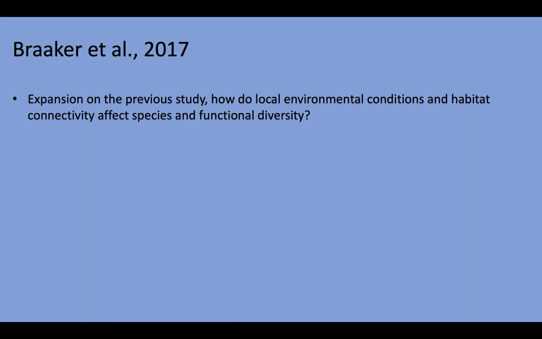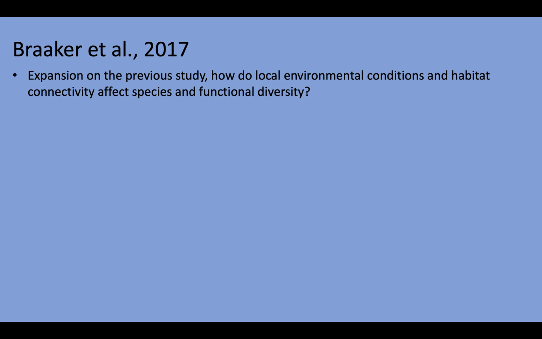Bracker et al. wanted to look specifically at species and functional diversity. Now, to differentiate these two, species diversity is basically that species richness. How many species are in an area, and how is that spread out? And functional diversity is what it is. It's a diversity of function of those species. That can be pollinators or parasites or carnivores or herbivores, stuff like that.